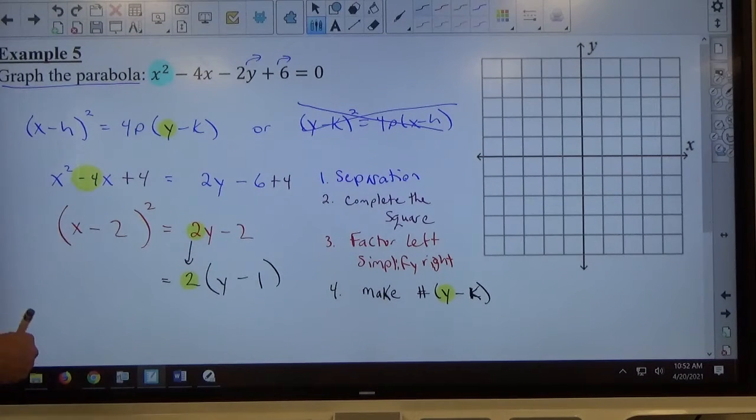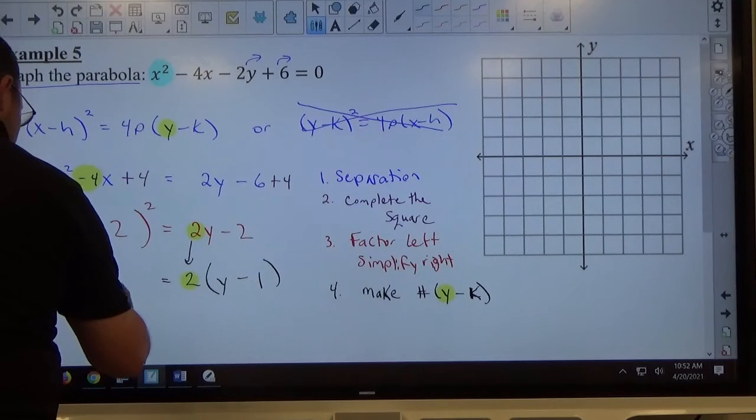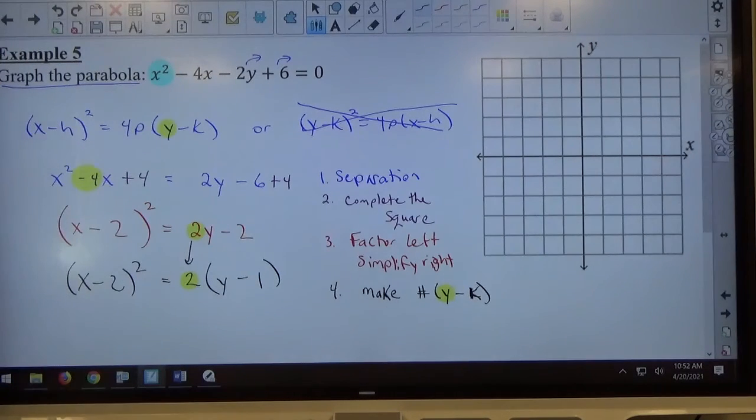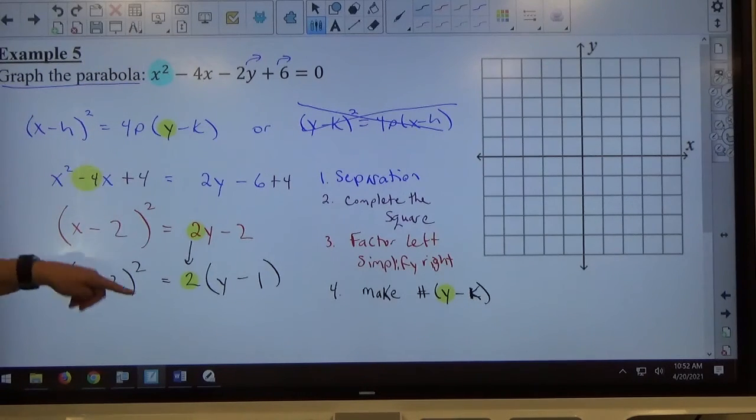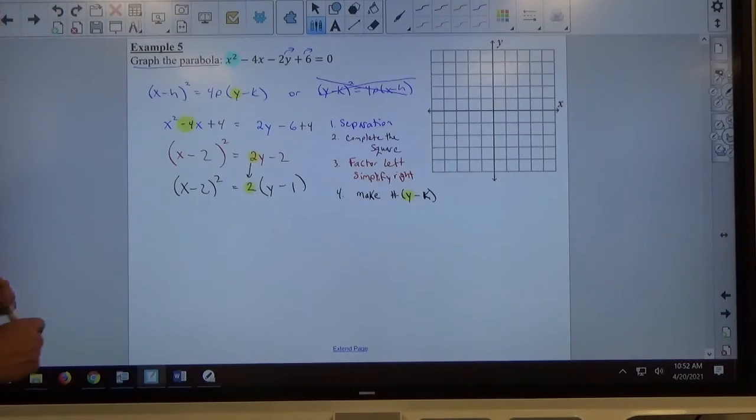The left-hand side was perfectly fine the way it was, so we leave it alone, x minus 2 squared. And just like that, we got ourselves a standard form. That's how you change parabola general form, which is what this is, everything equals 0, into parabola standard form, the form we use for graphing. So now we get to the graphing phase of it.